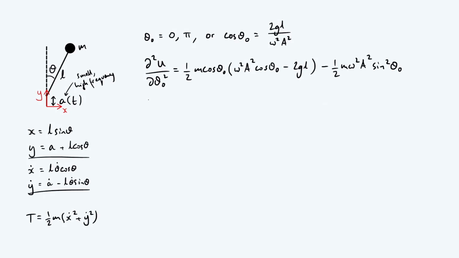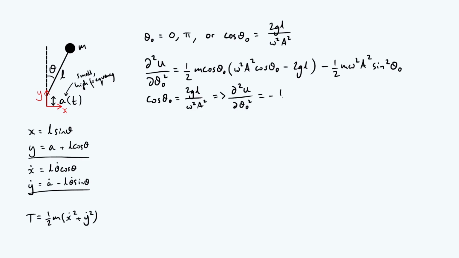I want to start off with the cos theta naught equals 2gl over omega squared a squared point, because that's actually pretty easy to deal with. If we take that and substitute it into our second derivative, d2u by d theta naught squared, then omega squared a squared cos theta naught minus 2gl is going to be exactly 0. So we don't even need to do cos inverse. We can just see that the bracketed term will be 0, and so your second derivative is only going to consist of the part outside the brackets, right?